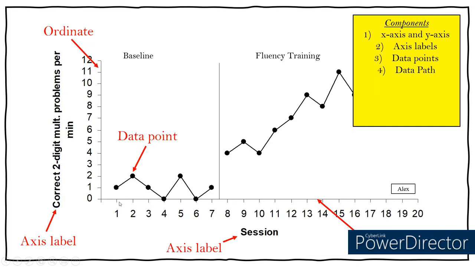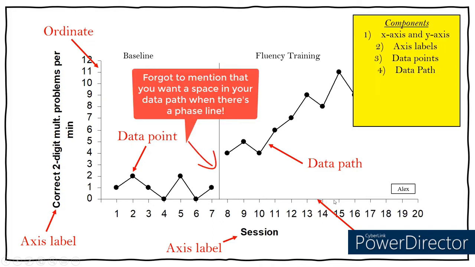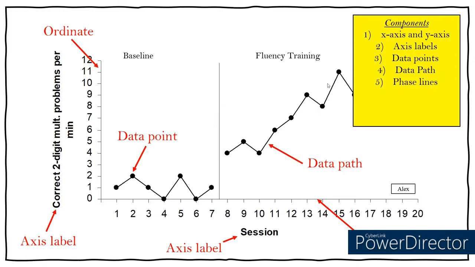And now, what is the y-axis? The y-axis is the vertical line on the left side of the graph. And here we label it. The y-axis identifies the target behavior and the kind of data that's being reported. For a specific example, these are data on two-digit multiplication problems, and they are problems per minute. So that tells us that these researchers are measuring the rate.